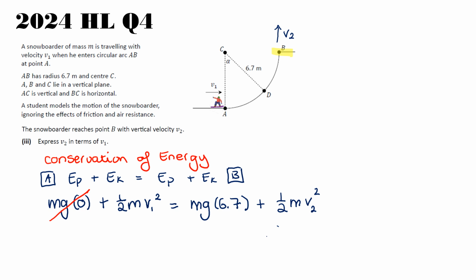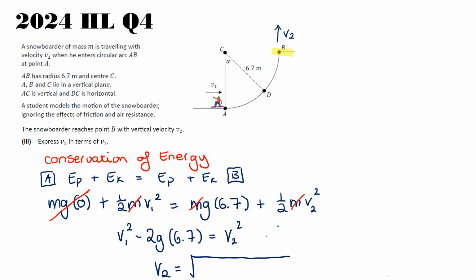So this goes to 0. We have the m's disappearing. We want to write v2 in terms of v1. So we're going to multiply across by 2. So we get v1 squared minus 6.7 g is equal to, sorry, I've lost my 2 there. So it should be minus 2g times 6.7. We'll multiply that out in a sec. And we have v2 squared. So v2 is going to be the square root of v1 squared minus 13.4 gravity. Or if you want to put that in as 9.8, that's absolutely fine.